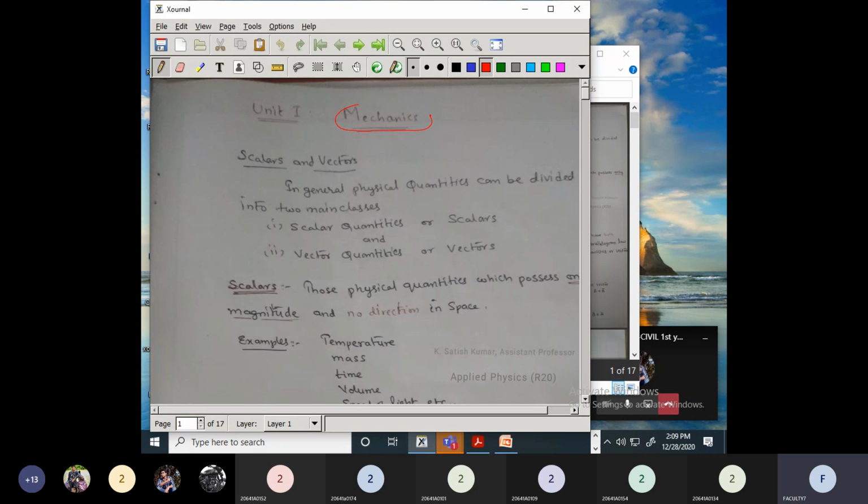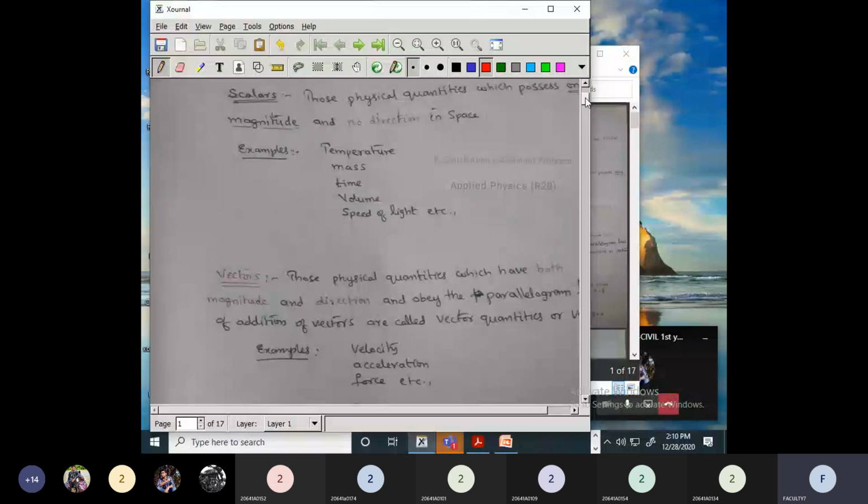Okay, this is unit number 1, mechanics. Here we started with scalars and vectors. We had given the introduction about scalars and vectors. We defined what is a scalar, and we had given examples. Scalars are physical quantities which possess only magnitude and do not have any direction. So those quantities we consider as scalars. Here we had given certain examples.